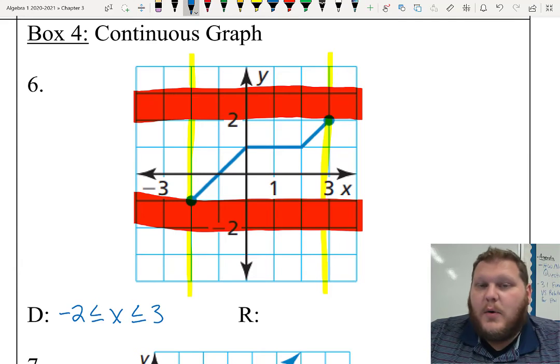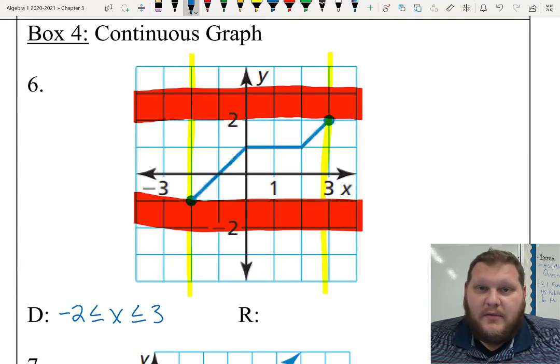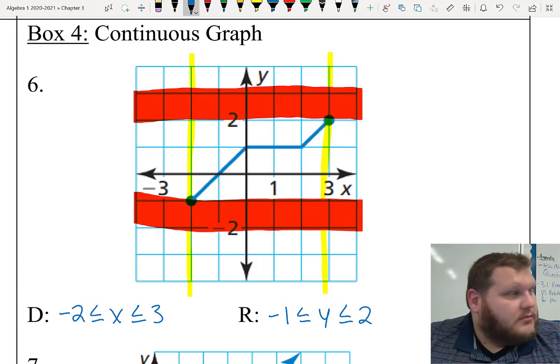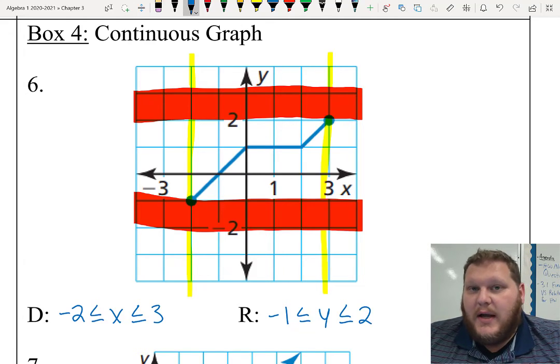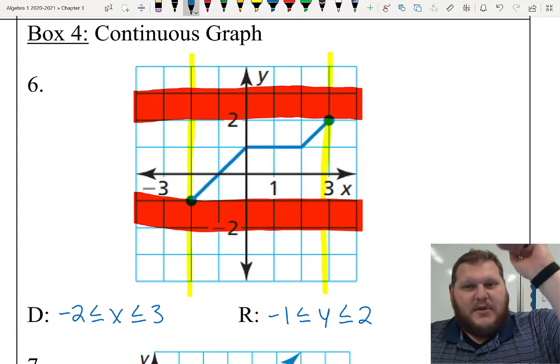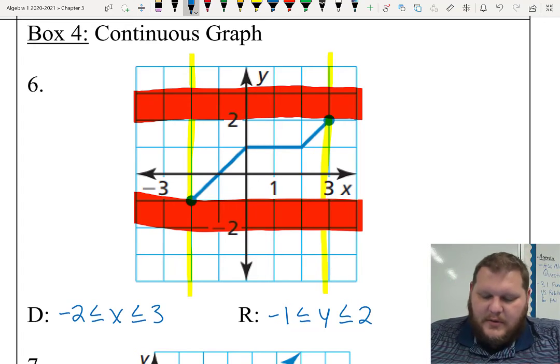So when I write my inequality for the range of my function here, range being my y values, -1 is the smallest, less than or equal to my y value, which goes up to positive 2. So -1 less than or equal to y, less than or equal to 2. Again, -1 is the smallest y value, positive 2 is the biggest y value, and here, since it was closed circles, we put the or equal to.